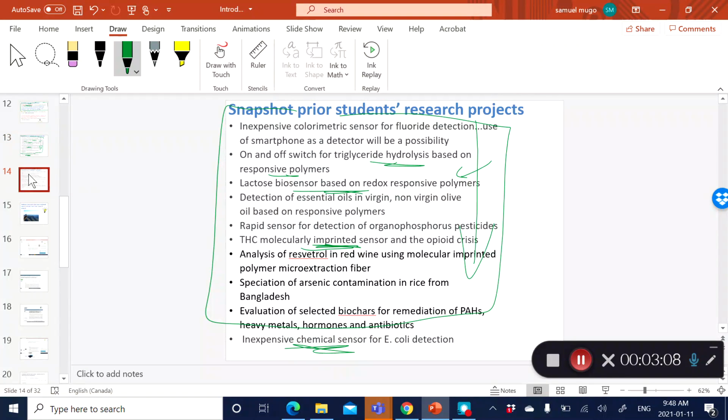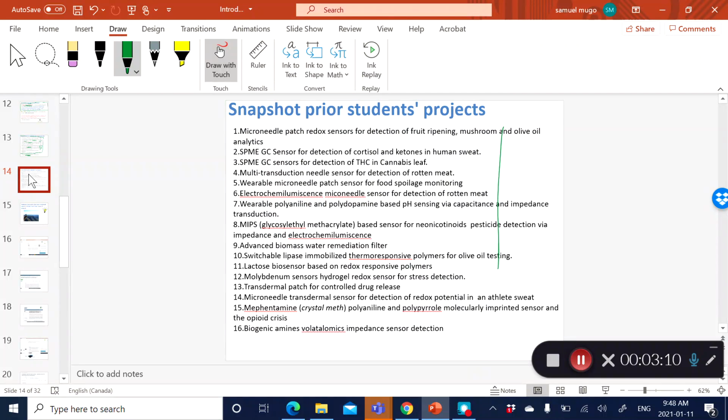I think last year, this was the list of topics that students selected from, and you're going to see they might bear relationship with the types of topics you might select. Maybe a good example is a solid phase microextraction GC platform for detection of cortisol and ketones in human sweat.